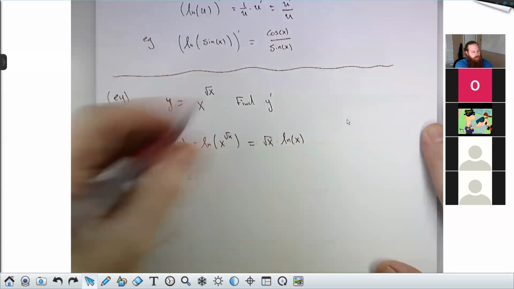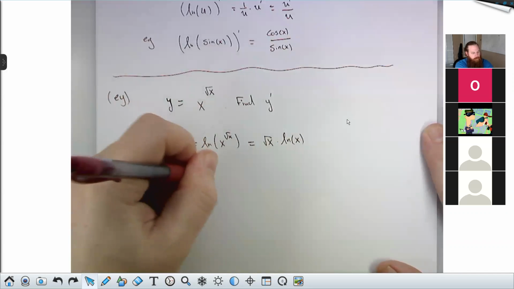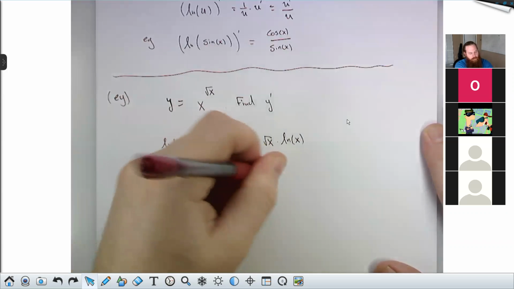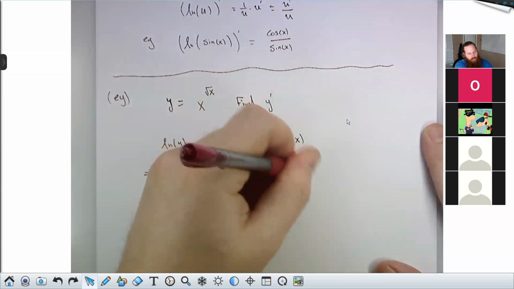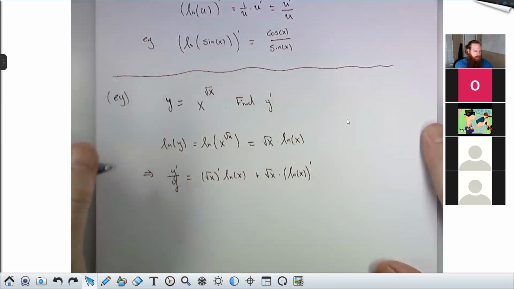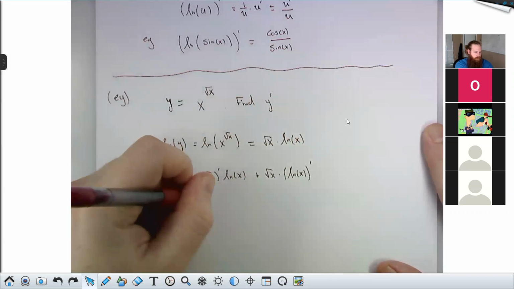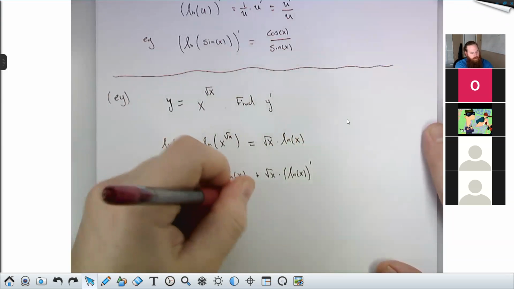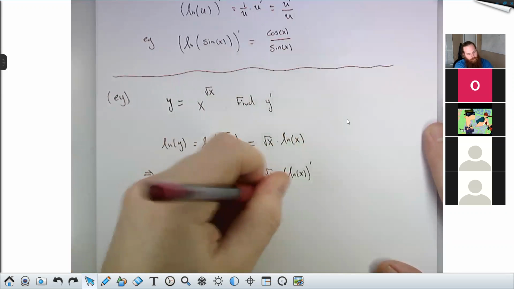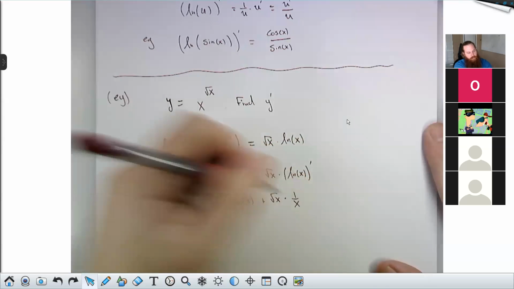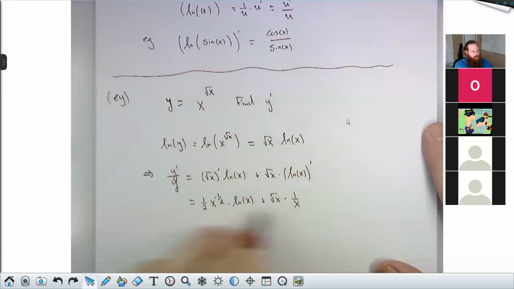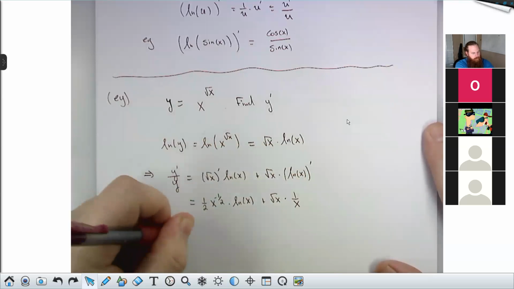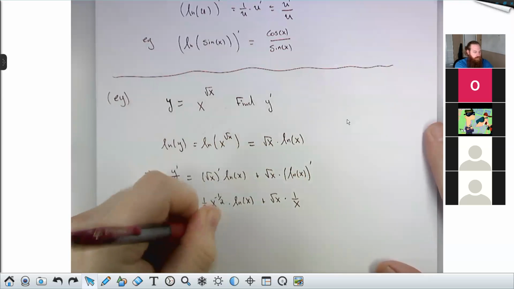And on the right, when I differentiate this, I do need a product rule now. This would be the derivative of root x times ln x plus root x times the derivative of ln x, which is 1/2 x to the negative 1/2 times ln x plus root x times 1 over x. Now, this could be simplified a little bit, but if all you're after is a formula for y prime, then it's going to be y times this stuff.